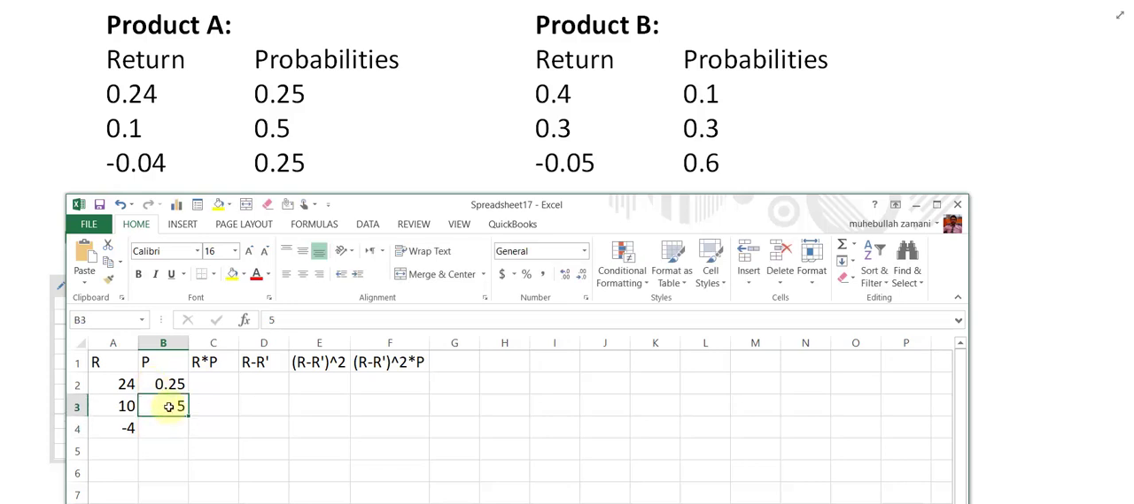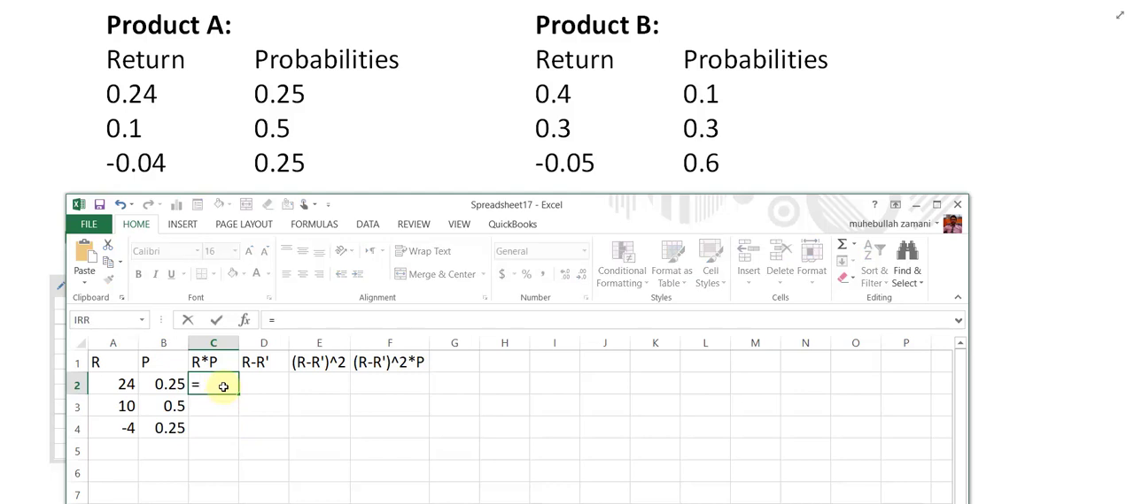Next return is minus this one. The probability is 0.5. And the next probability is again 0.25. This is for this product. Again, the same thing you can do for the next project as well, right? But first, let us calculate for A, then we'll calculate for B. These are the returns.